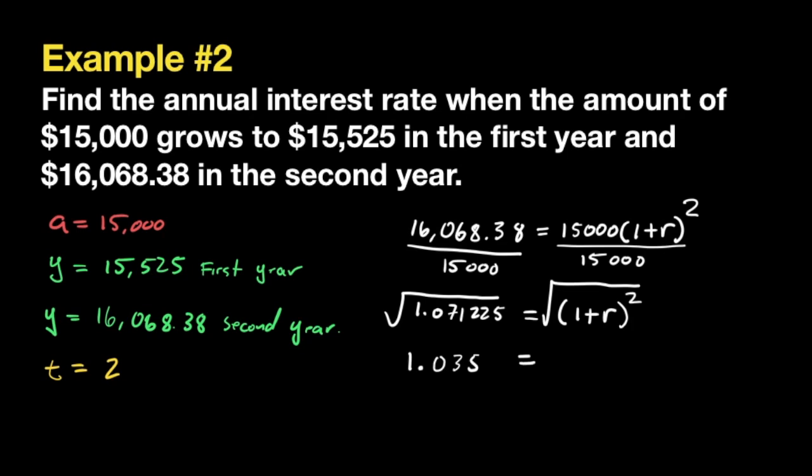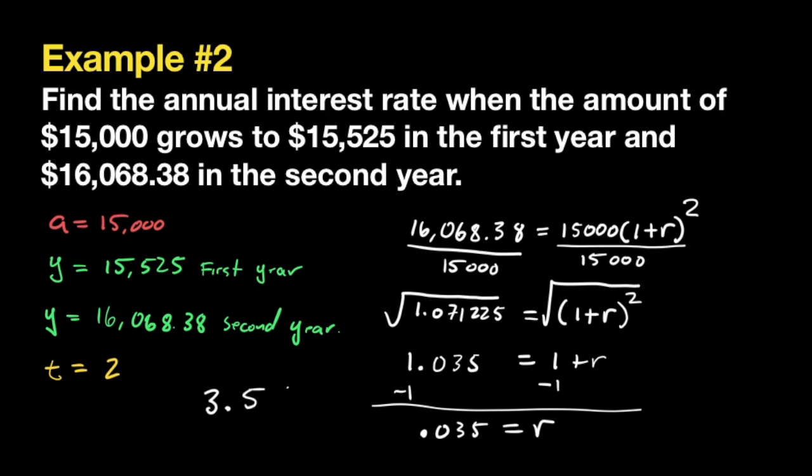So in this case, I'm going to round, and we have 1 plus R, subtract 1. So we have 0.035 is equal to our rate. So that means that the annual interest is going to be 3.5%.